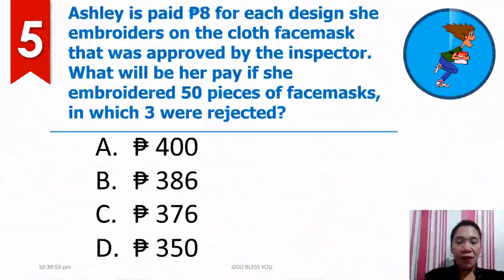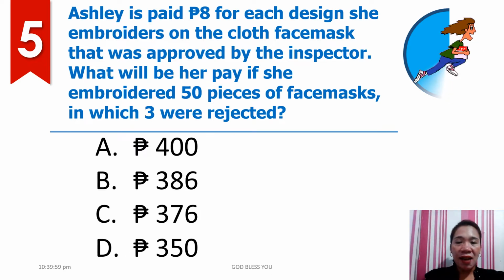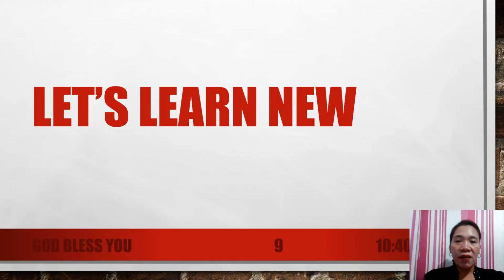Next is number 5. Asley is paid 8 pesos for each design she embroiders on a cloth face mask that was approved by the inspector. What will be her pay if she embroidered 50 pieces of face mask in which 3 were rejected? A, 400, B, 386, C, 376, D, 350. Okay, time is up. The correct answer is letter C. So that ends our review.